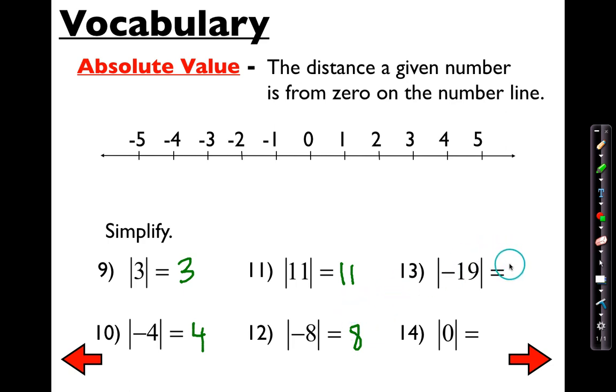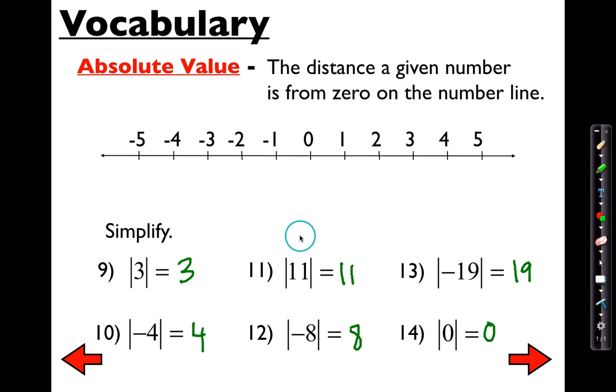Okay, so number 13, how far is negative 19 from 0? I would say 19. And how far is 0 from 0? Well, nothing, so I would say 0. So notice the absolute value, we're not taking the opposite of anything. We are simply trying to figure out the distance that number is from 0.